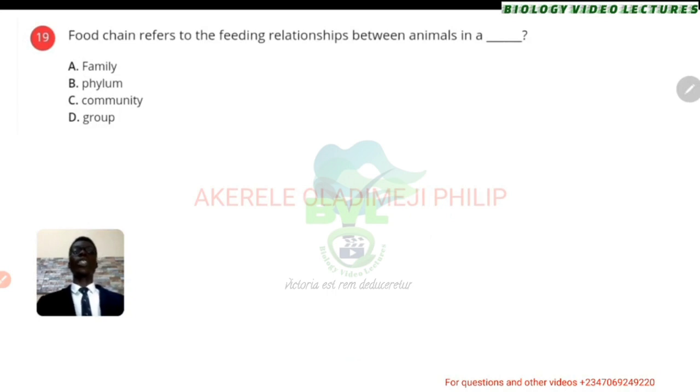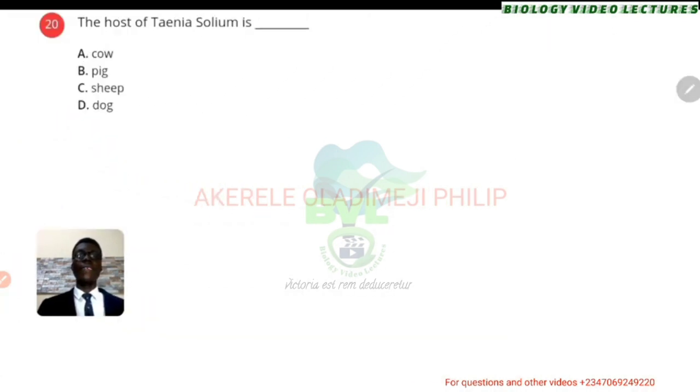The food chain refers to the feeding relationship between animals in a community or in a group, so to say. I think I can say in a community. Yes, in a community. The host of Taenia solium. Taenia solium is a tapeworm found in pig. So if you want to contract that, it is through pork, so to say.